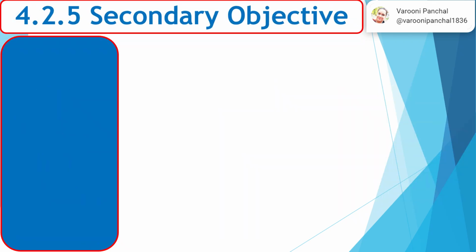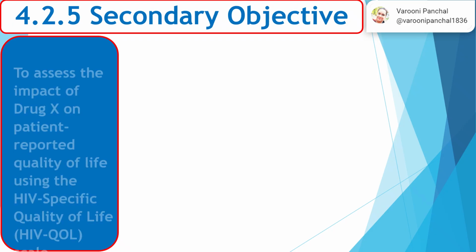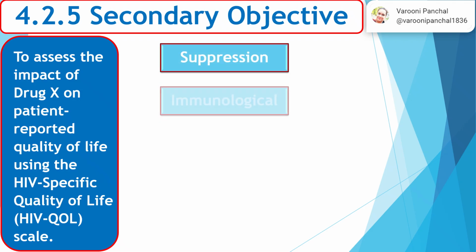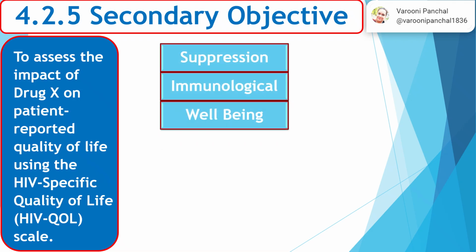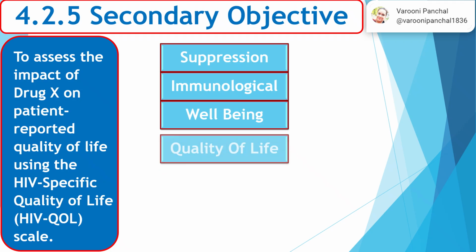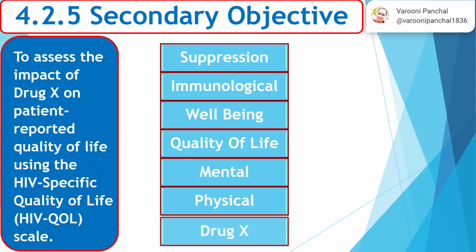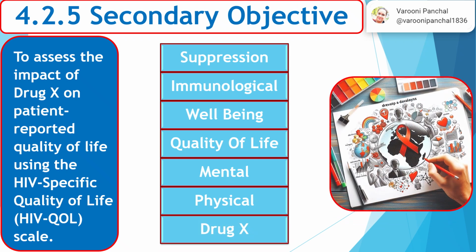(4.2.5) Secondary objective: to assess the impact of drug X on patient-reported quality of life using the HIV-specific quality of life, HIV QOL, scale. Explanation: beyond viral suppression and immunological improvements, assessing the patient's overall well-being and quality of life is critical. Antiretroviral therapies may have side effects that affect mental and physical health, so understanding how drug X impacts quality of life is important. Real-world scenario.